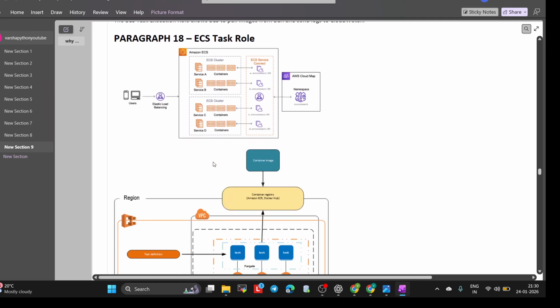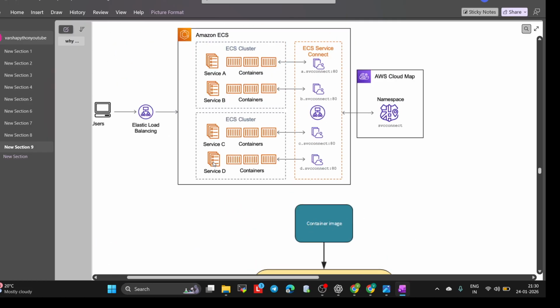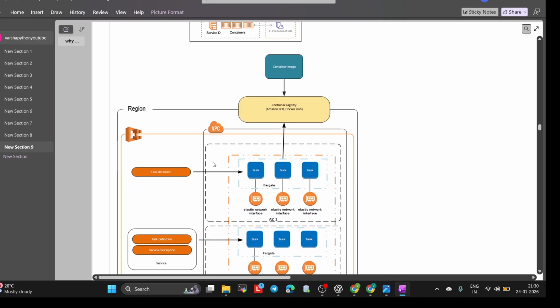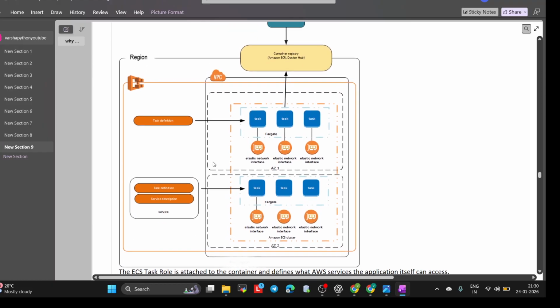ECS task role. So this one you can understand, okay, but this one, let me explain.